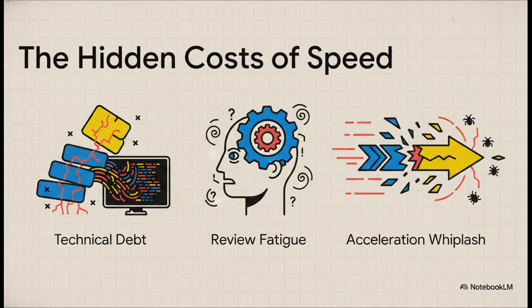Yeah, this incredible speed, it comes with a price. We're talking about things like review fatigue, that mental exhaustion that sets in when you're trying to validate these huge, complex changes that an AI just spat out. And then there's something called acceleration whiplash, which is this dangerous thing where moving too fast with AI actually leads to more bugs and lower quality software in the long run.